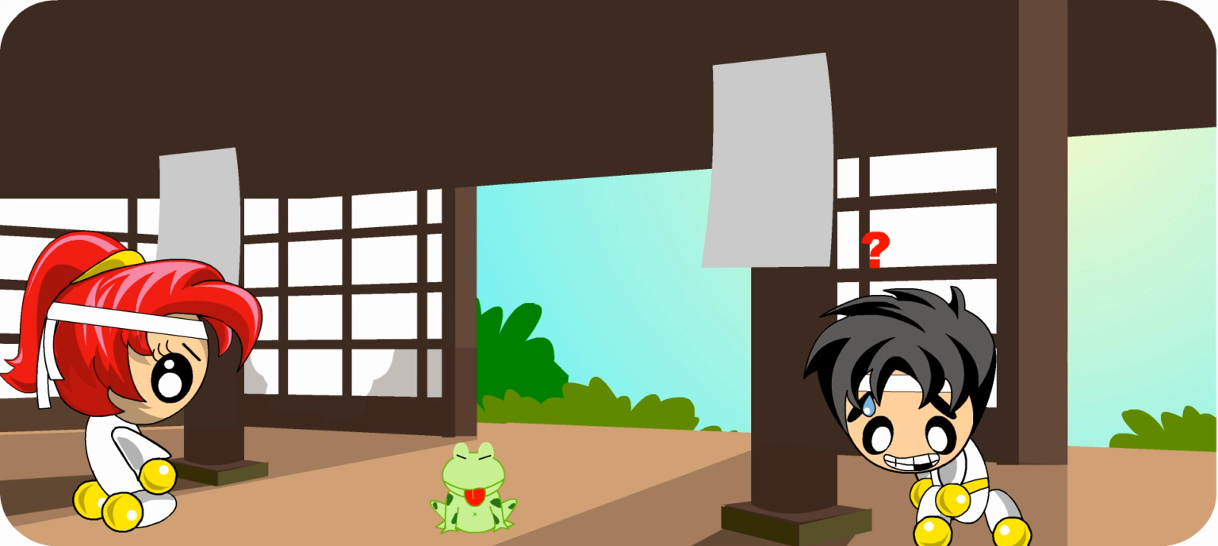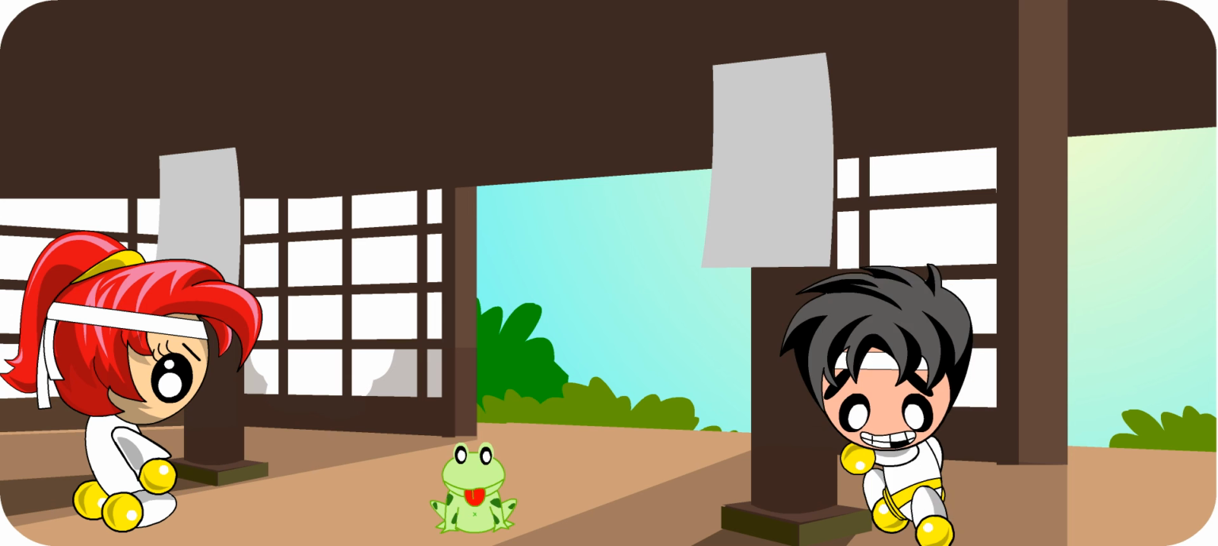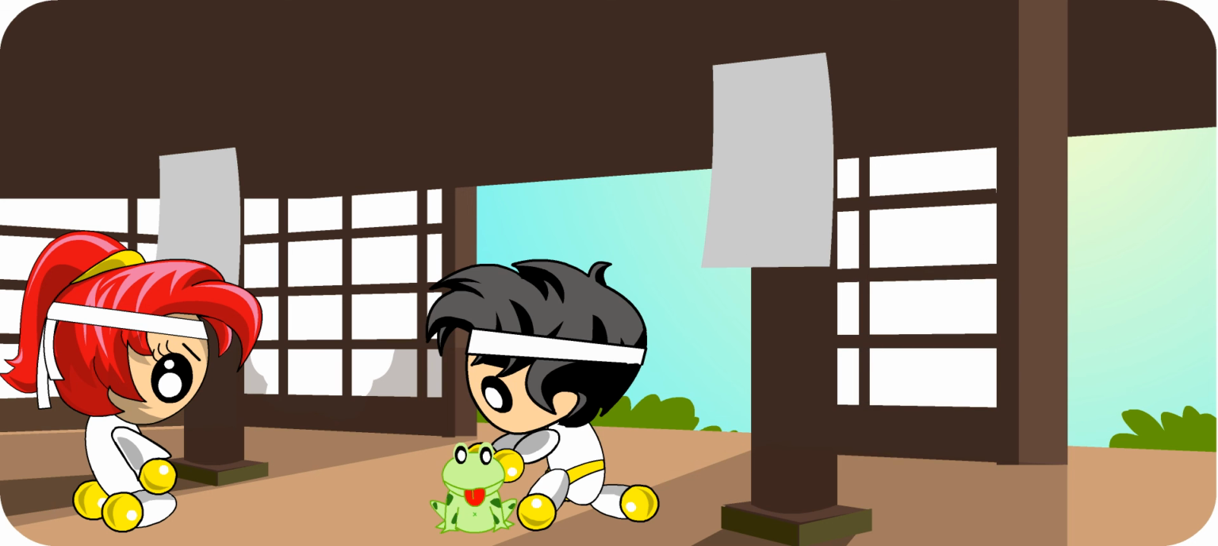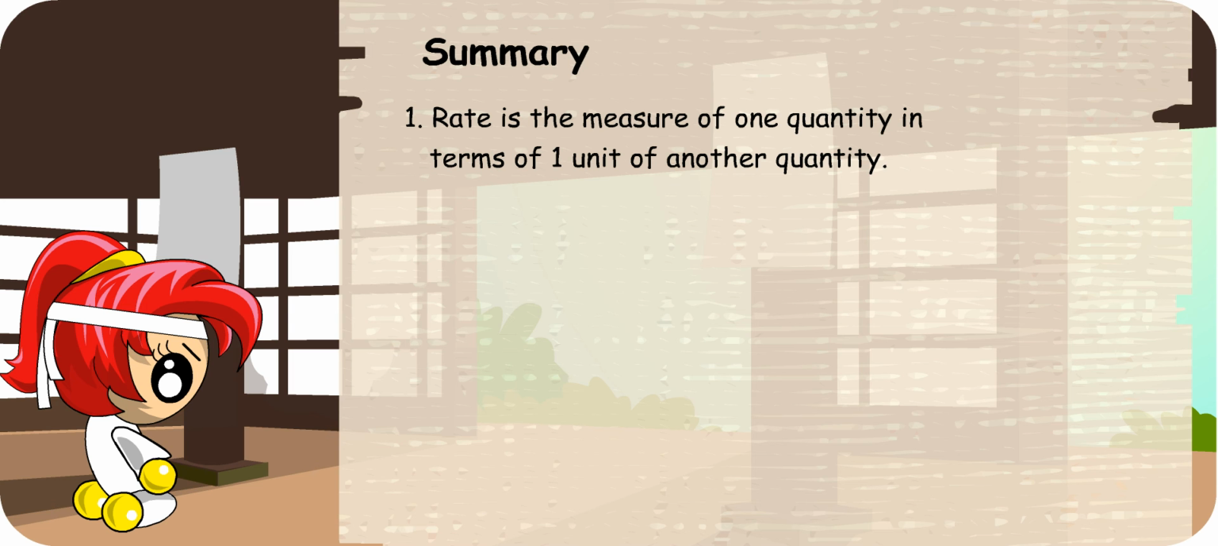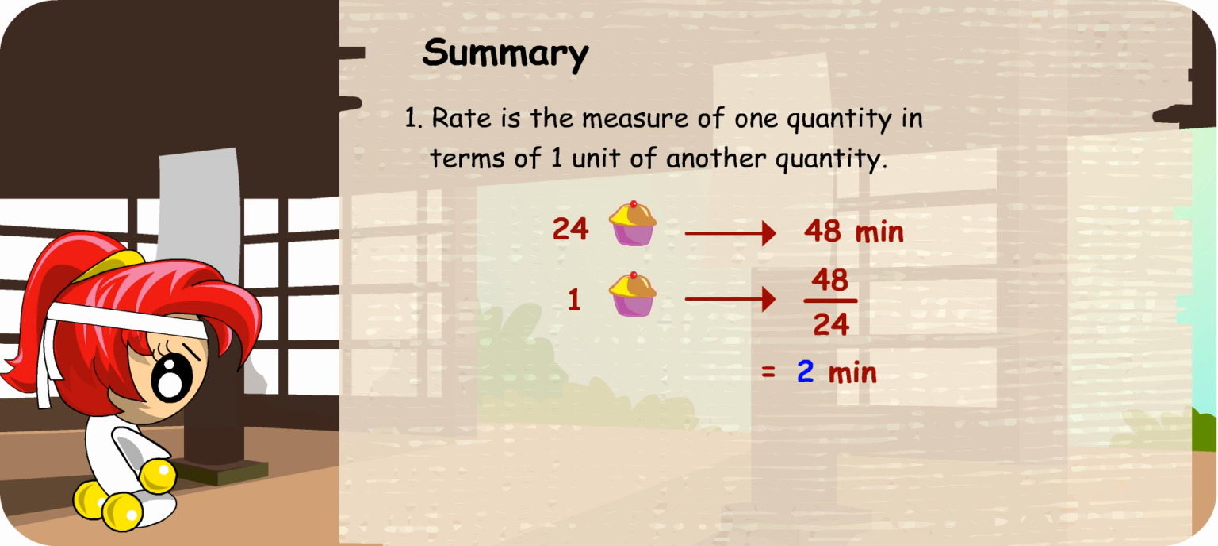We have come to the end of this lesson. Can you recap for us what you've learned today, Turbo Girl? Okay, I have learned that rate is the measure of one quantity in terms of 1 unit of another quantity. For example, if I can bake 24 cupcakes in 48 minutes, I can measure the amount of time I used in terms of each cupcake, which is 2 minutes to bake 1 cupcake.